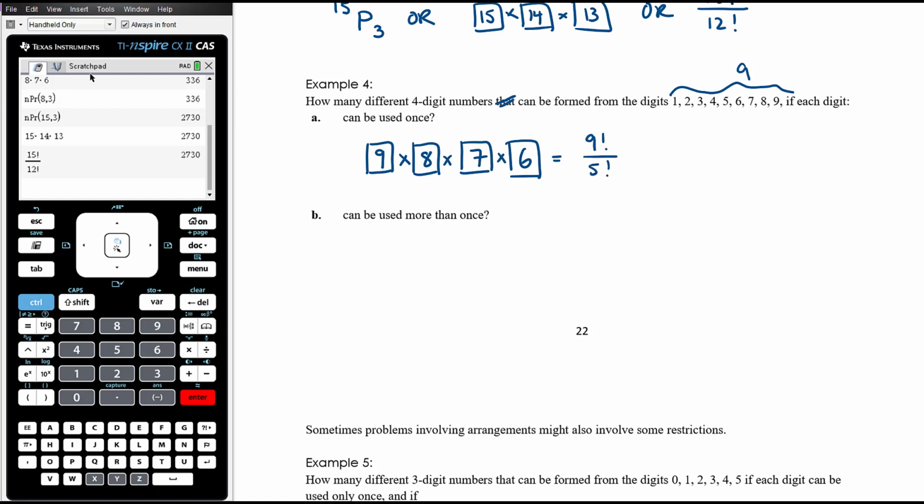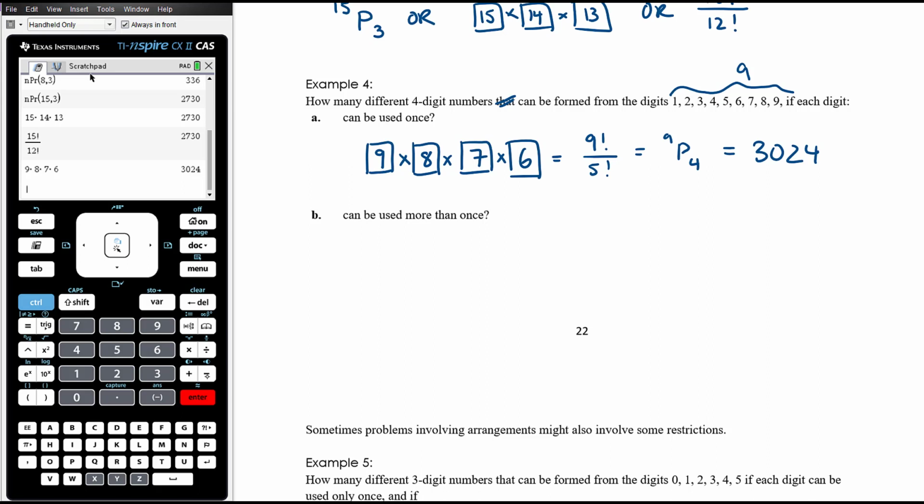So that could be 9P4. I'm arranging 9 objects in 4 positions. Okay, any of those things would work. 9 times 8 times 7 times 6, as I said, I would generally just do the first one, work it out, and it's 3024 different 4-digit numbers that can be created.